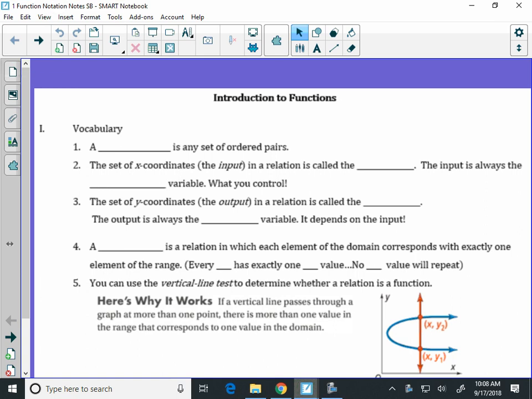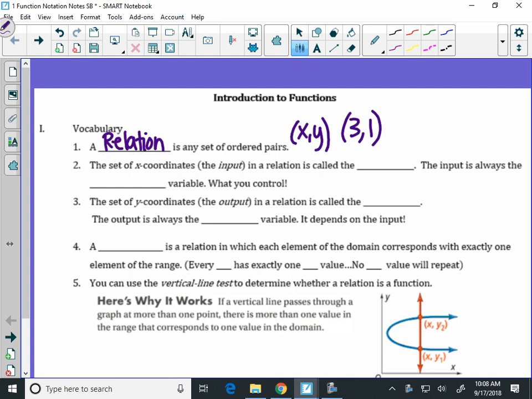Alright, this is a video for Blended Algebra 2, Unit 1, Lesson 1, which is Introduction to Functions. Let's start with some vocabulary about functions here. So the first one is a relation is any set of ordered pairs. So ordered pairs are points like x, y, or 3, 1, something like that. And any set or group of points is called a relation.